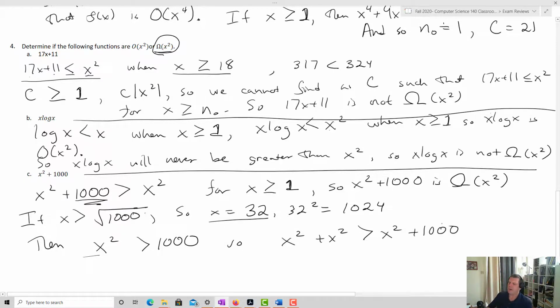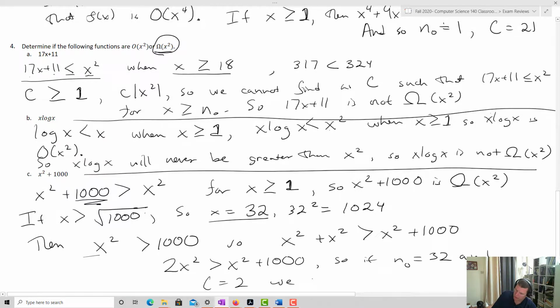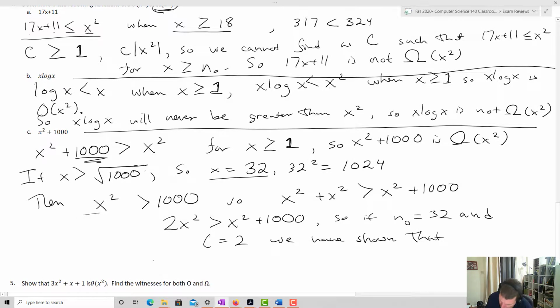So now we made those two things kind of equal to each other. And this gives me that 2x squared is greater than x squared plus 1,000. So if n naught equals 32 and c equals 2, we have shown that x squared plus 1,000 is O of x squared, right?